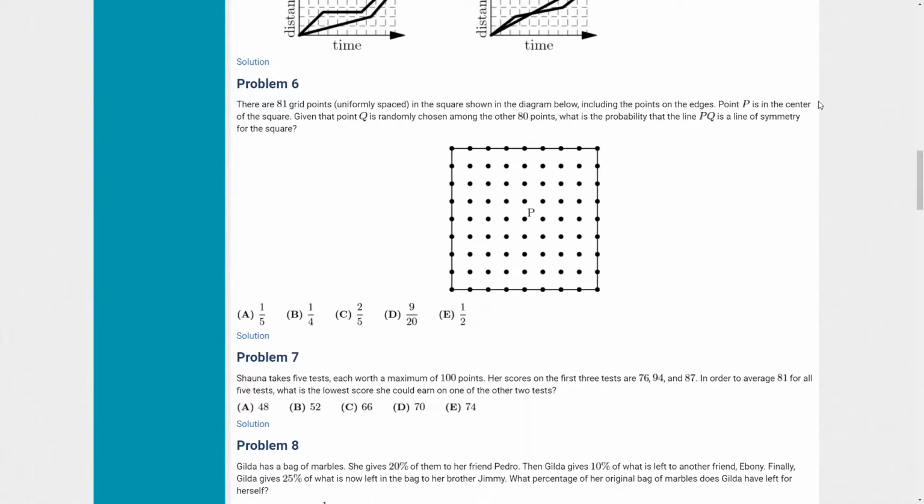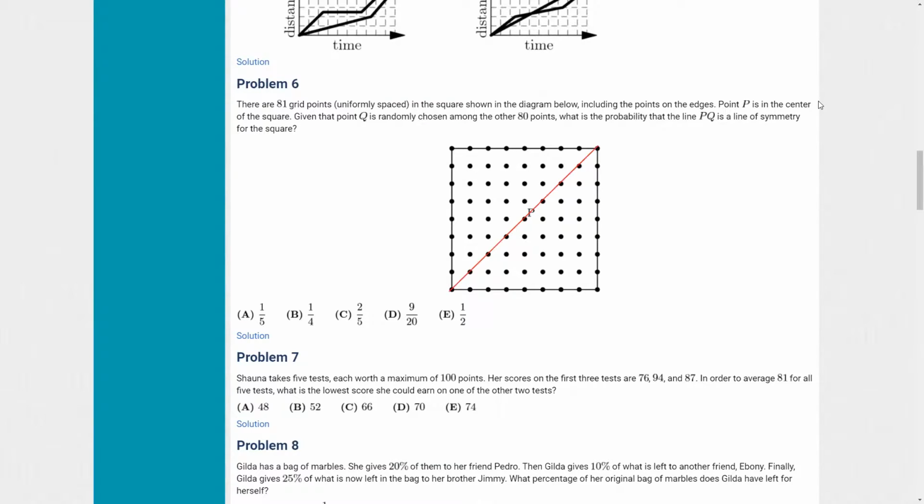Question number 6. There are 81 grid points uniformly spaced in the square shown in the diagram below, including the points on the edges. Point P is in the center of the square. Given that point Q is randomly chosen among the other 80 points, what is the probability that the line PQ is a line of symmetry for the square?